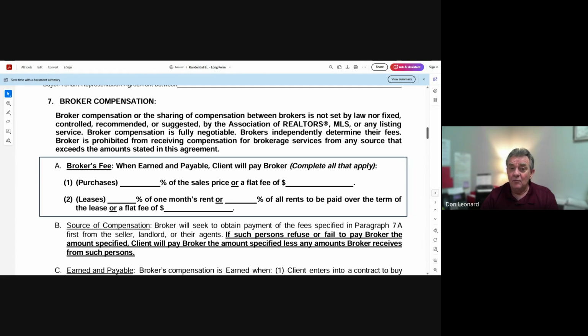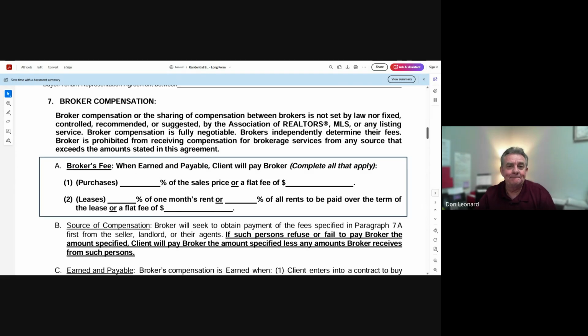Anyway, whatever source is going to be paying it, that number needs to go in there. Don't put 0, don't leave it blank, and don't put TBD, to be determined. It has to be an actual number. You can't put in negotiable or to be determined or any of those things. It has to say a specific amount.